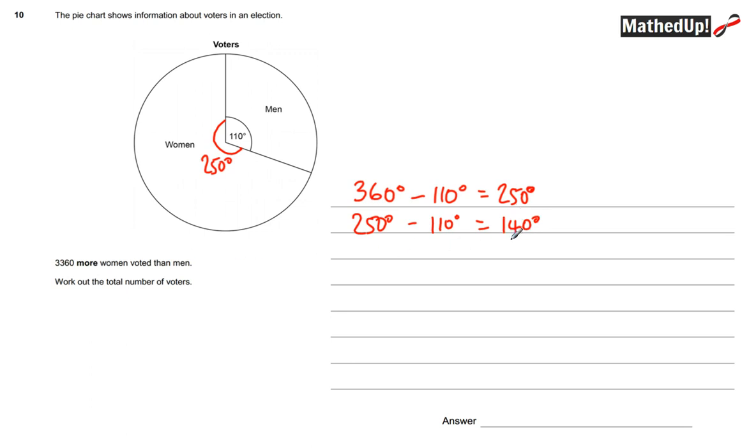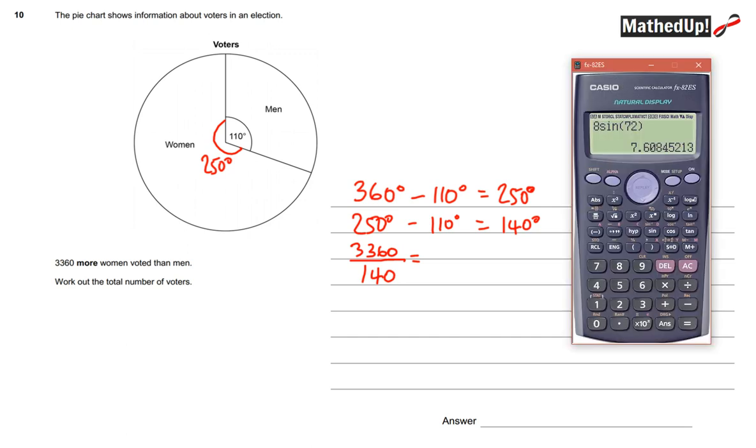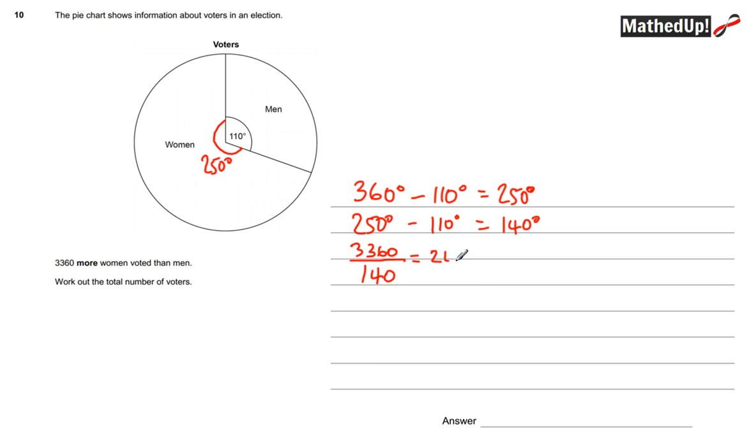So I want to work out how much 1 degree is worth. So to do that, I'm going to do 3,360 divided by 140. So if I grab my calculator, I've got 3,360 divided by 140. And that's 24. So that means each degree of this pie is worth 24 people.